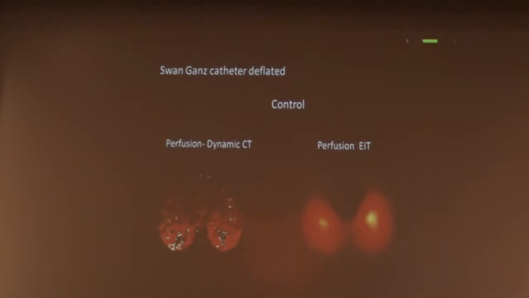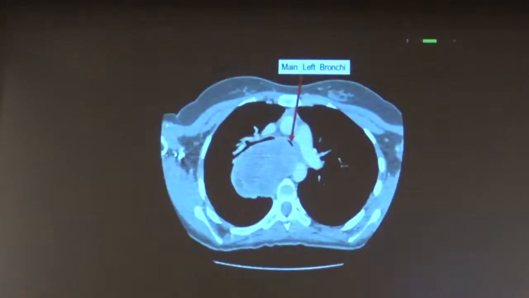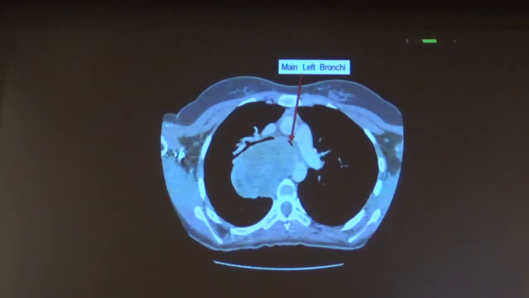Perfusion. We have done lots of studies making an infusion of saline. And then there are some studies that we did using a Swan-Ganz as a model of obstruction of the vessel. So this is a bilateral perfusion in the CT, bilateral perfusion in EIT, and occlusion of the Swan-Ganz to the left lung, to the right lung. So let's see now real cases in patients.